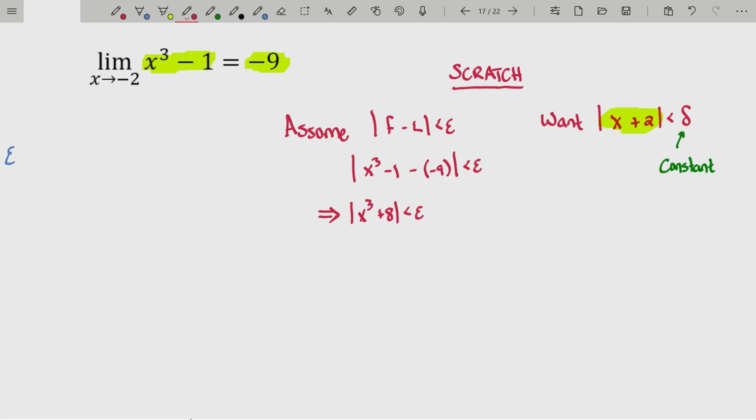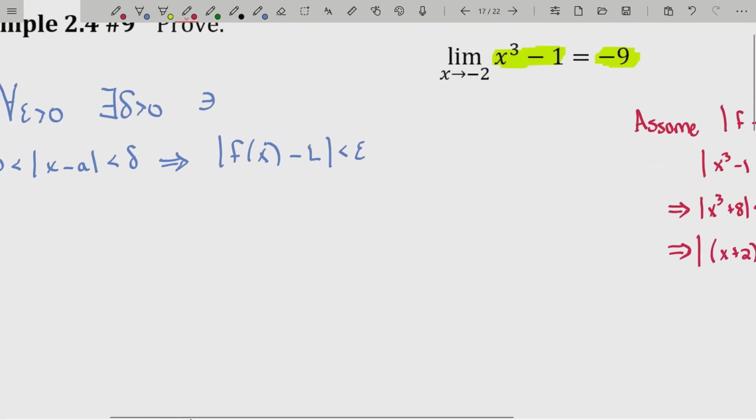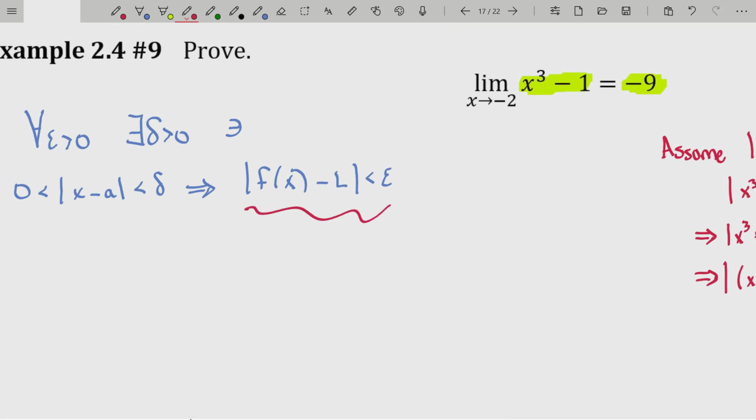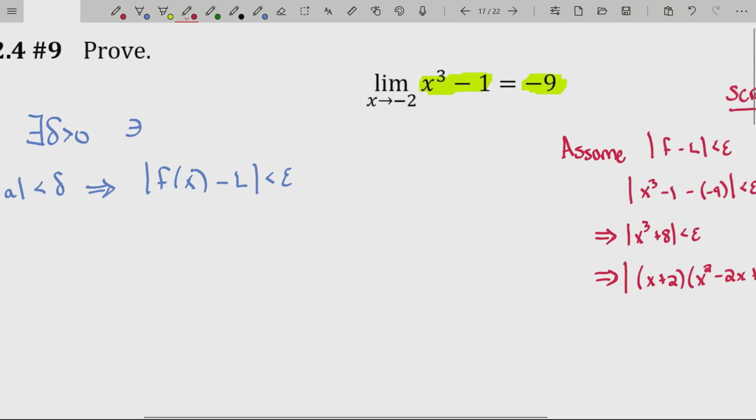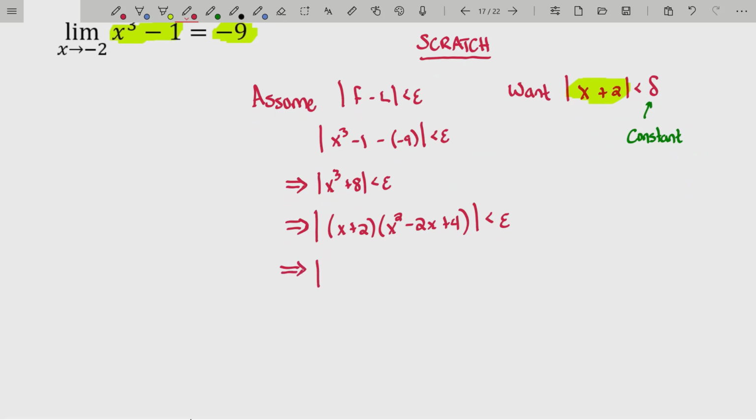Oh, well that I can factor. That's a sum of cubes formula. It's super nice, a required formula to remember from algebra 1 or algebra 2. It gives x plus 2 times x squared minus 2x plus 4, in absolute values, is less than epsilon. Great. Again, working my way backward through the definition, I assumed this piece right here. I want to somehow figure out what is the bound on x minus a. What is that constant? I'll split this product apart into the product of two absolute values.